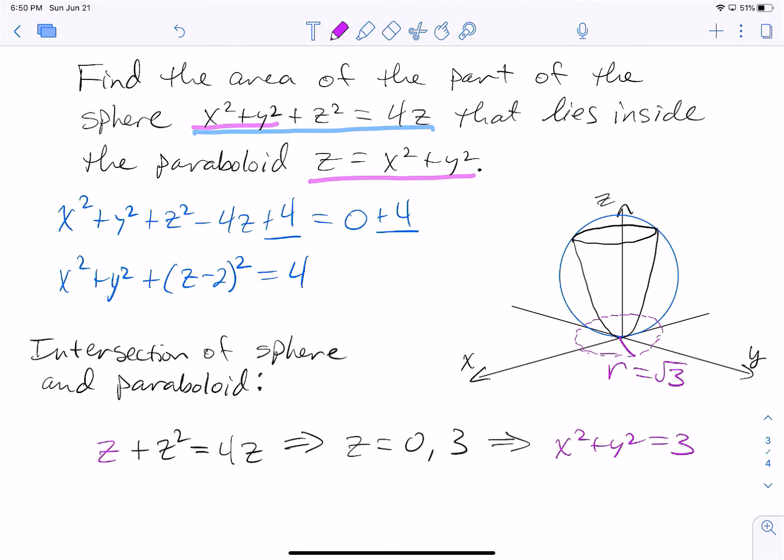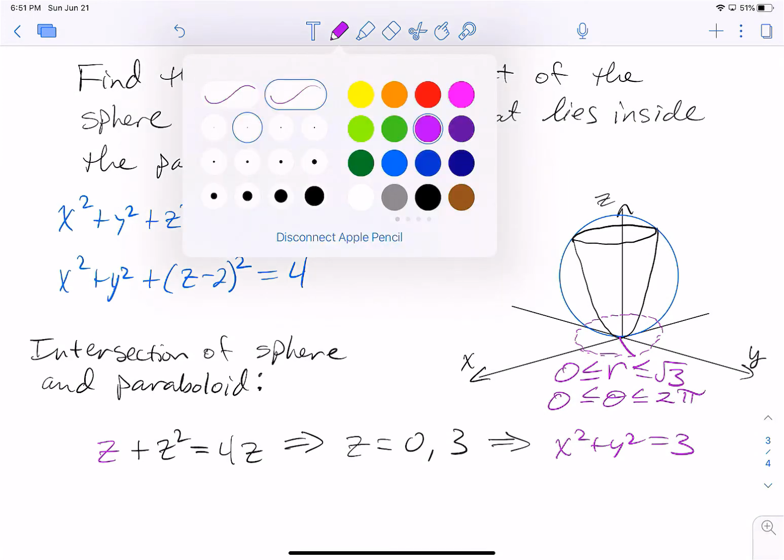Now, what that means for us is two things. Number one, we're going polar. Number two, r goes from 0 to the square root of 3. We're going all the way around that circle because the sphere is all the way around, and so is the paraboloid, and so theta is going to go from 0 to 2 pi. Those will be our limits of integration.